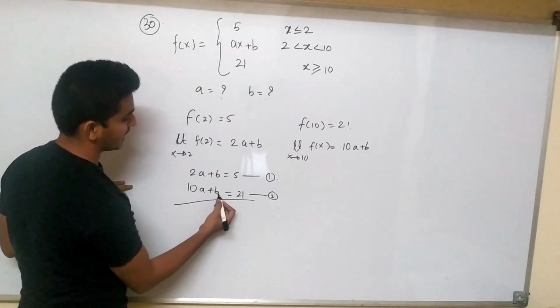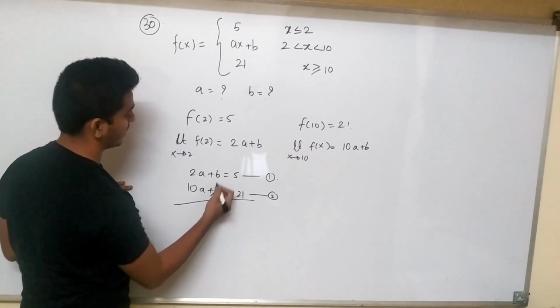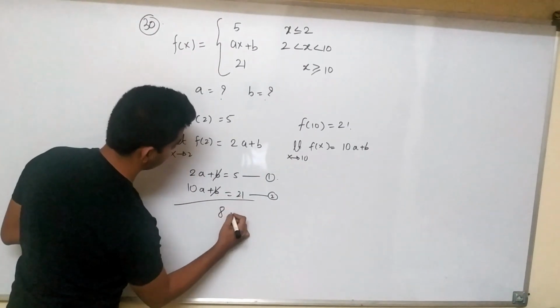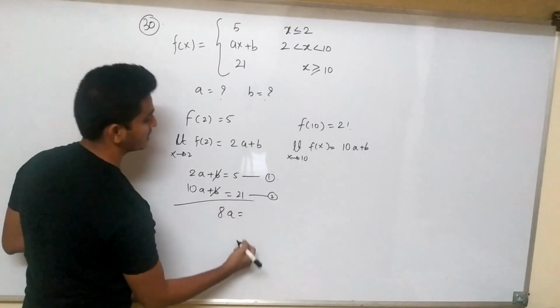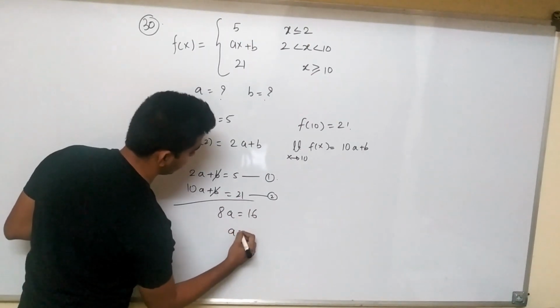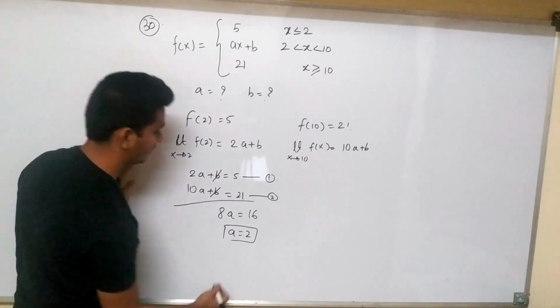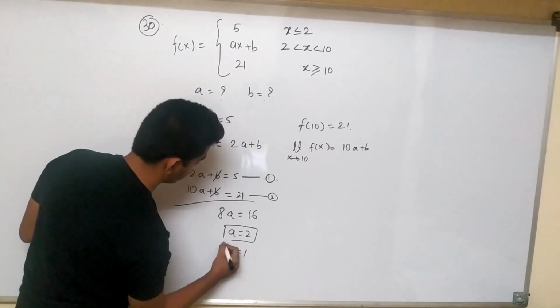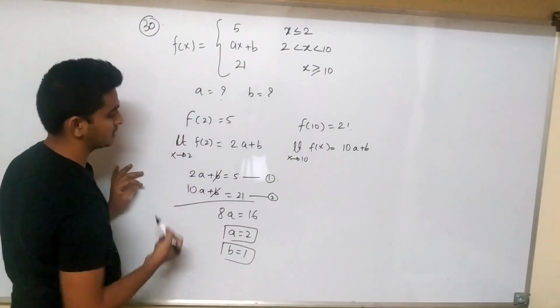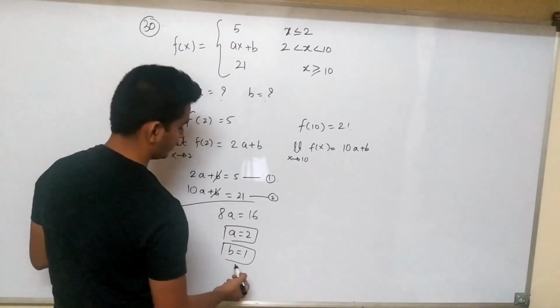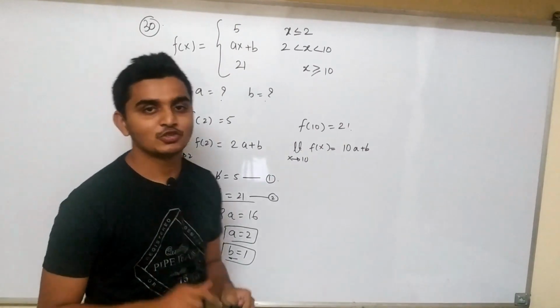So if we subtract 1 from 2, b gets cancelled. So 10a minus 2a will be 8a, and 21 minus 5 is 16. So your a value is 2. When your a value is 2, your b will be 1. How come? 2 times 2 is 4, so you subtract 4 from 5. So you have b equals 1. So that's your answer.